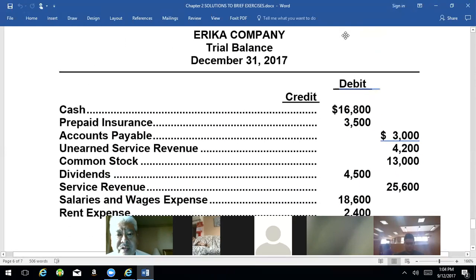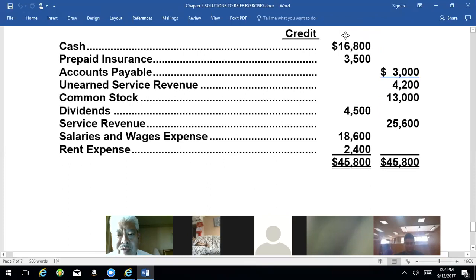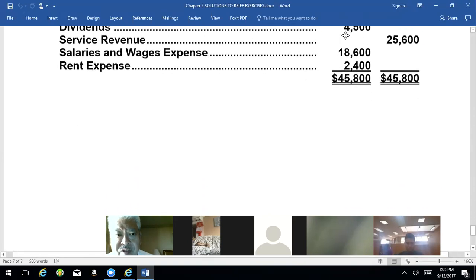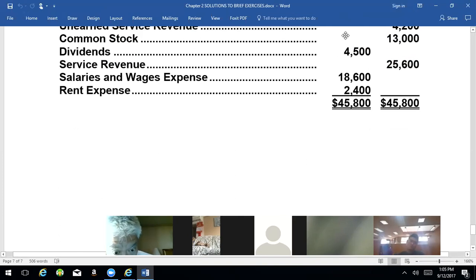And here's another example of another trial balance. Notice that it is in balance because all the debits, which is all the numbers on the left-hand column, equal all the credits, which are all the numbers on the right column. So 45,800 is equal to 45,800. Okay, so that's pretty much taking you through Chapter 2 and the homework for Chapter 2.